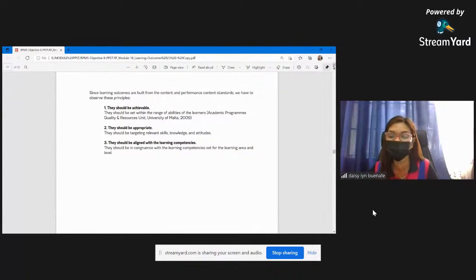Okay, since learning outcomes are built from the content and performance standards, we have to observe these principles. Number one, just like what I said earlier, they should be achievable. Number two, they should be appropriate. Number three, they should be aligned with the learning competencies. So, these are what we should remember and observe.